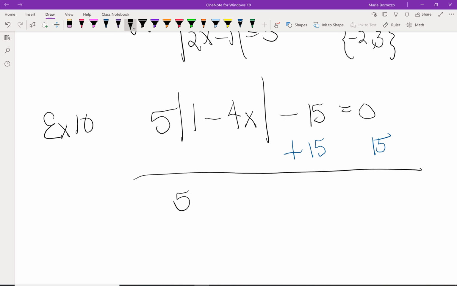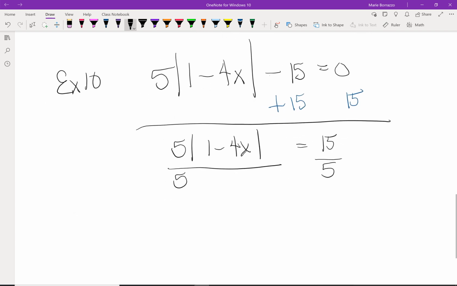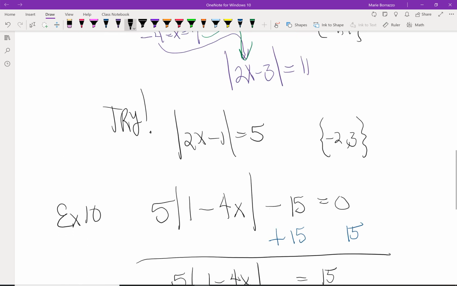So you have 5 times the absolute value of 1 minus 4x, and this is equal to 15. All right, next step. Who's still attached to that absolute value? That absolute value has yet to be isolated. I have to now divide by 5 on both sides. And so at this point, I have the absolute value of 1 minus 4x is equal to 3. So now at this point, what do you do? Well, we're back to example 9 at this point, aren't we?